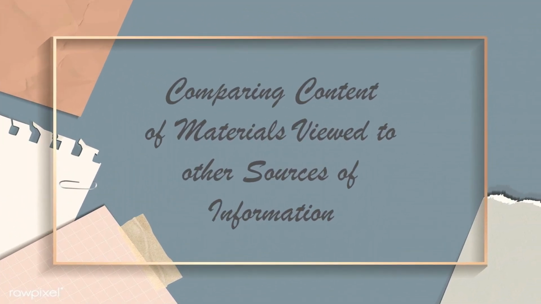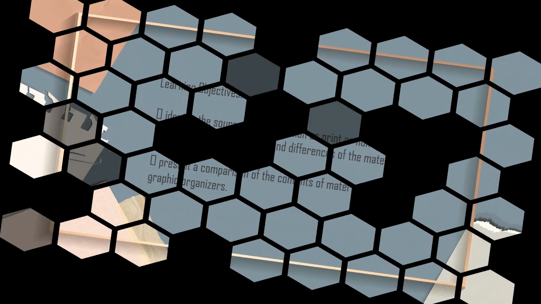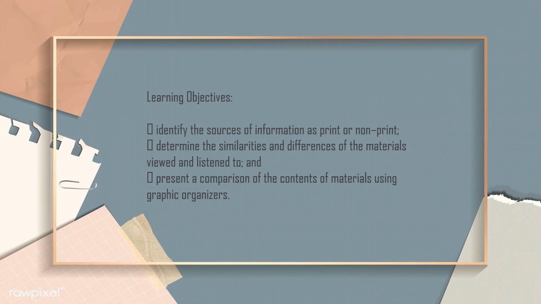Today, we will be discussing comparing content of materials viewed to other sources of information. We have here the learning objectives. First, identify the source of information as print or non-print. Number 2, determine the similarities and differences of materials viewed and listened to. And then the last one, present a comparison of the content of materials using graphic organizers.